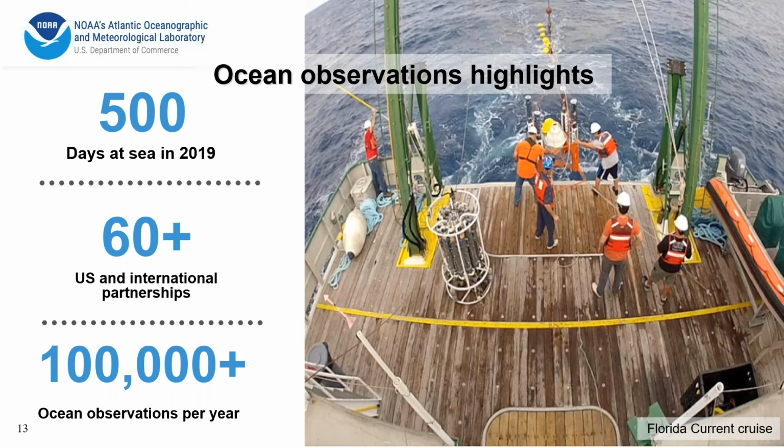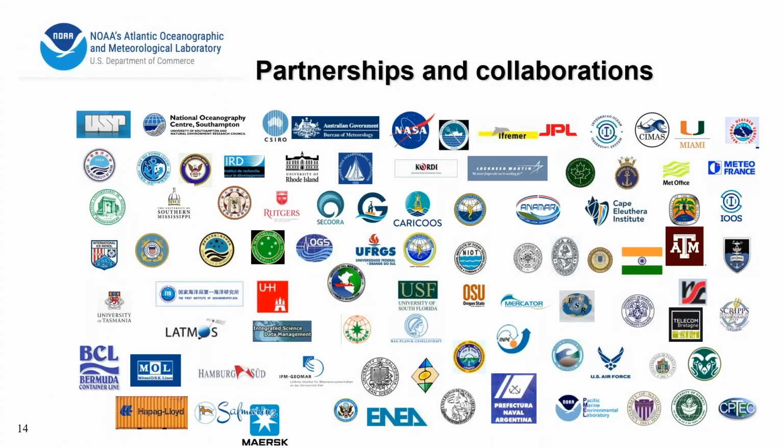What you see there is the deployment of an inverted echosounder, the instrument that you saw before, that we're doing at 27 North in the North Atlantic, and the ship is from the University of Miami. That is what we call a medium-sized operation. And these are some of the institutions.